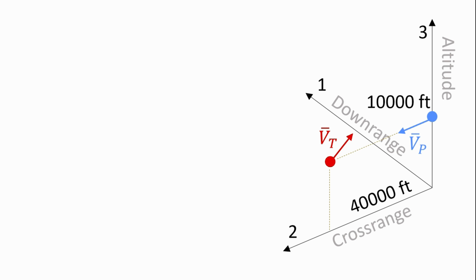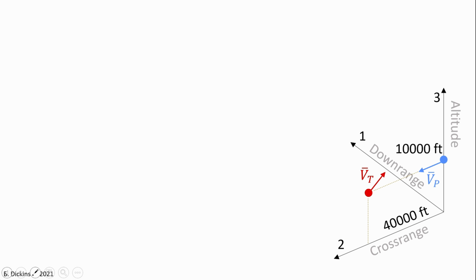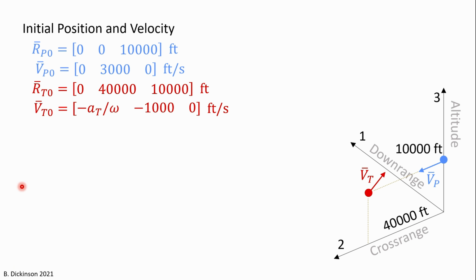And the pursuer velocity is initially headed directly along the cross-range direction. The target velocity has downrange and vertical component. Here are the initial conditions for the pursuer and target. This term in the target velocity will be explained shortly. This is target acceleration magnitude and a frequency term that's defining a target maneuver.